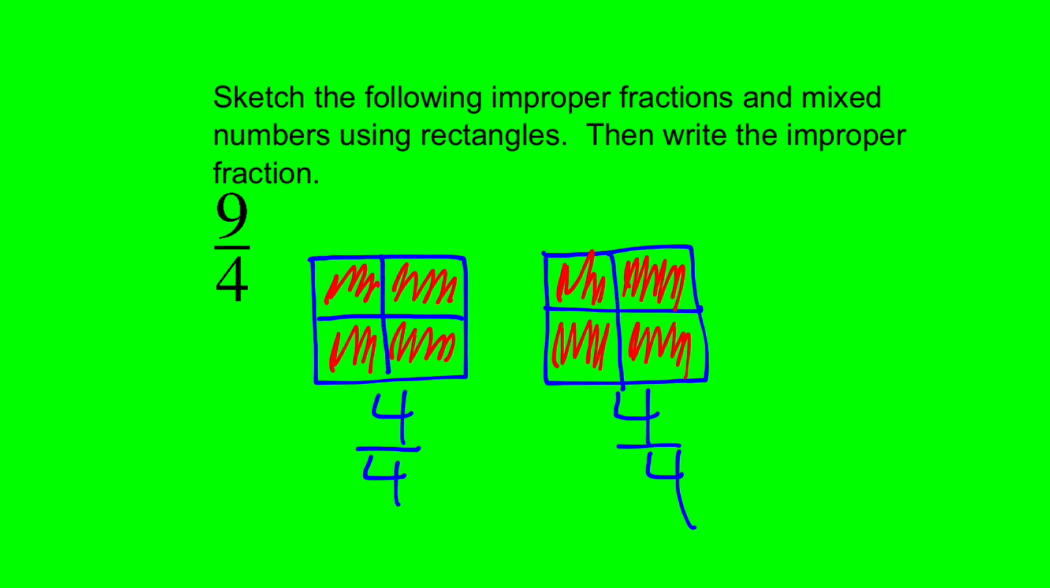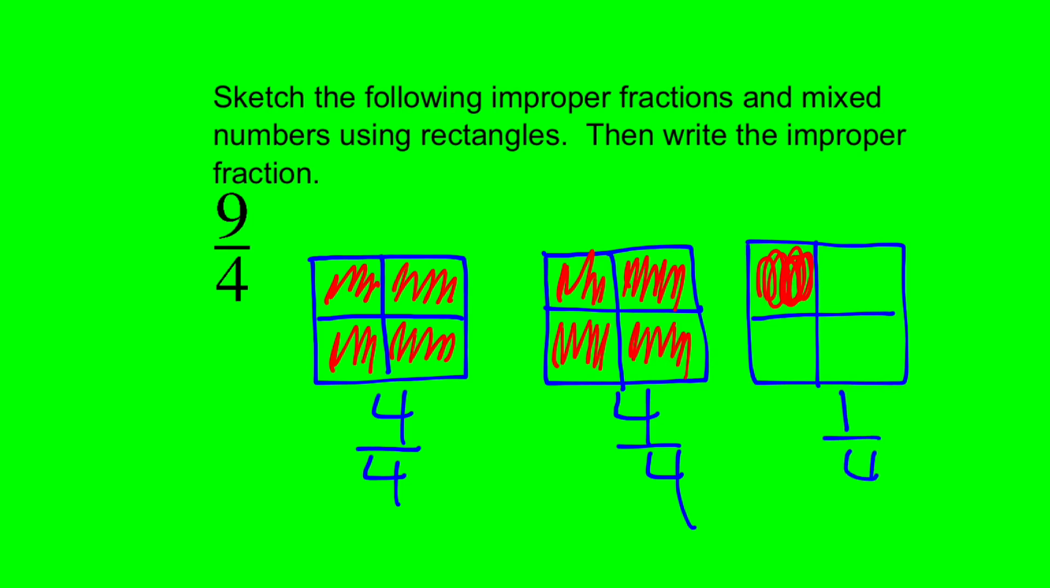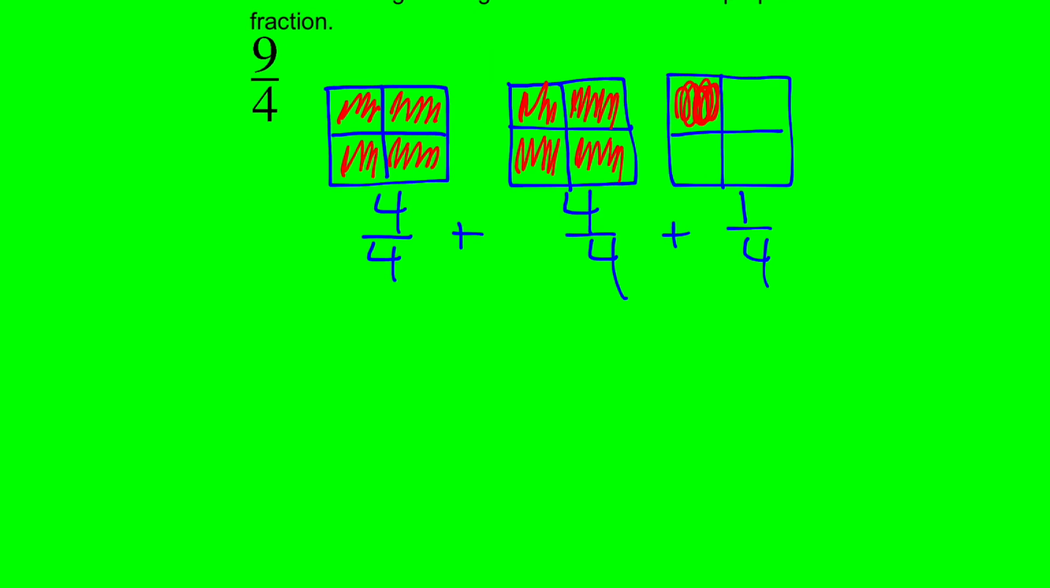But I need to have 9 out of 4 shaded. So I need to actually draw one more square, divided into equal parts of 4, but this time I only need to shade in 1 of them. Because now I have 1, 2, 3, 4, 5, 6, 7, 8, 9 parts shaded. This part is 1 out of 4. And if I add those parts up, I get a total of 9 parts out of 4.